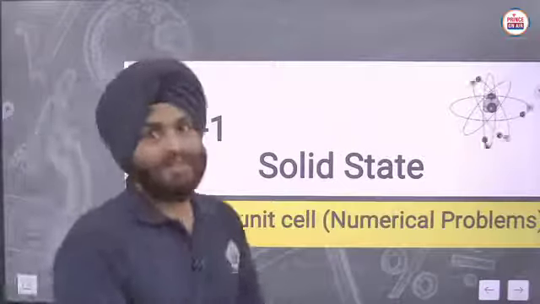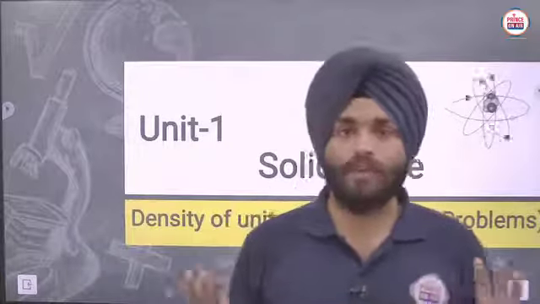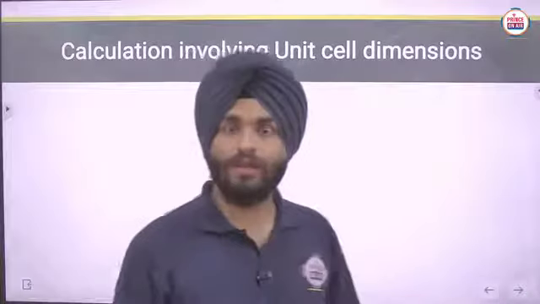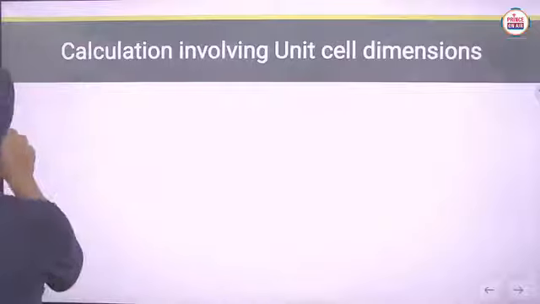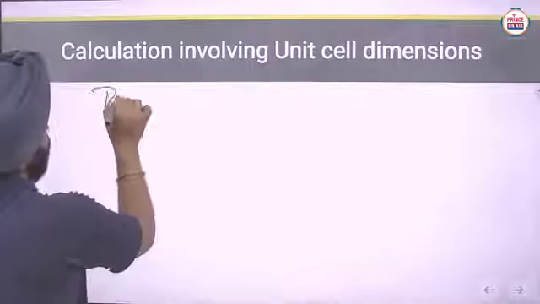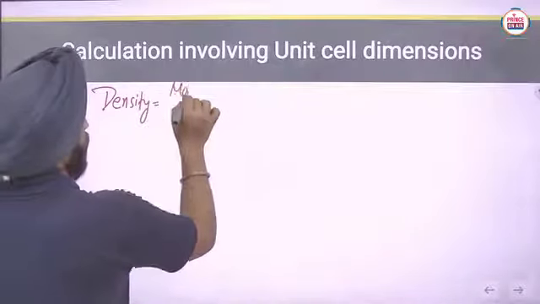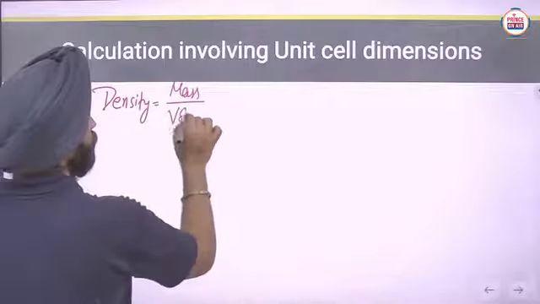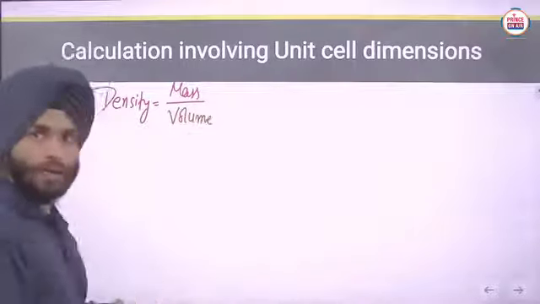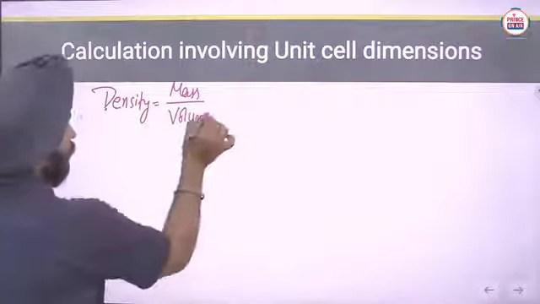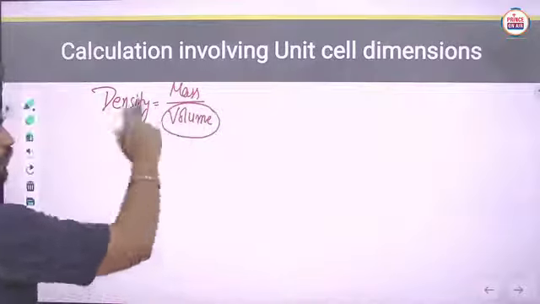Now in this lecture we will discuss the numerical problems of the density part. Okay, density, the one numerical we have discussed, that is the calculation involving the unit cell dimensions. What was that? In that section we discussed that density is equal to mass over volume. Yes or no? Okay, density is equal to mass upon volume. Okay, then the volume of unit cell. We are discussing the density of unit cell, no?